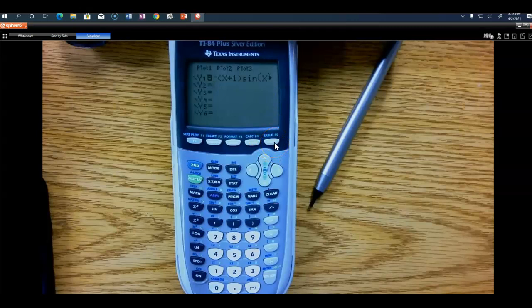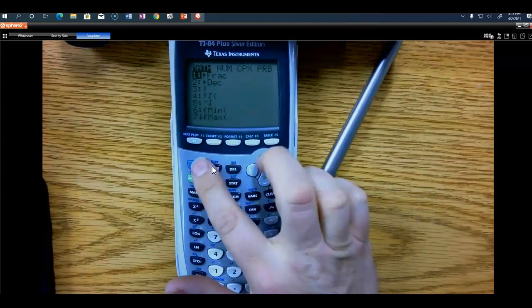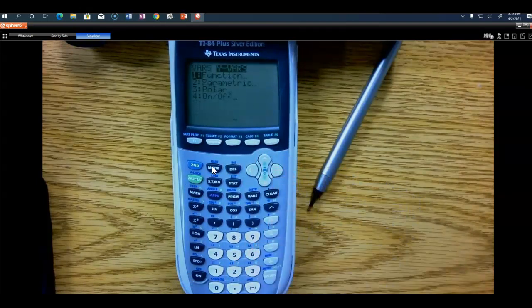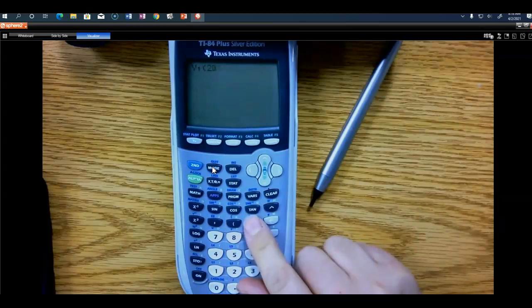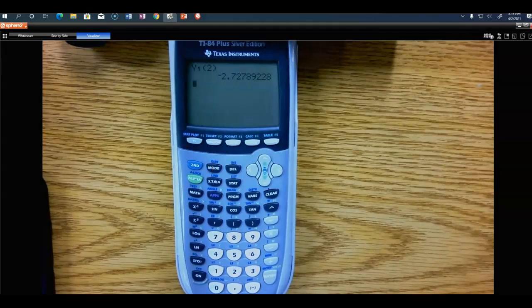So let's go ahead and get out of there now, because all I really want to do is find what is v of 2. I've got my v in there already under y1, so I'm going to push vars, scroll over to y1, push 1, and then y1, and then in parentheses 2, and enter. And remember, in AP Calculus, we always round to the thousandths place. So my final answer is going to be negative 2.728. They don't usually provide units on these types of questions, I've noticed.